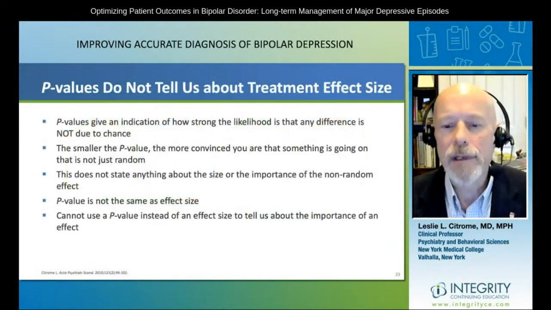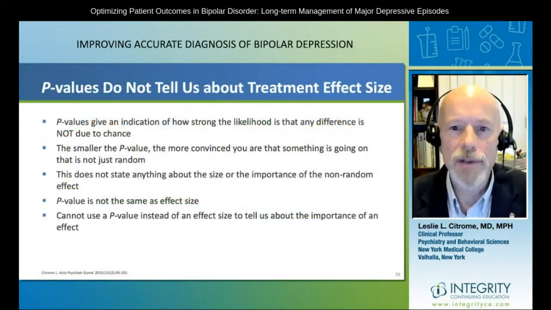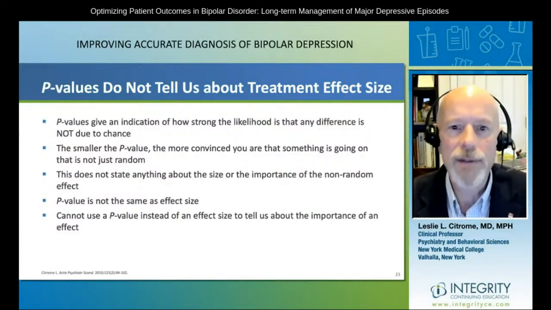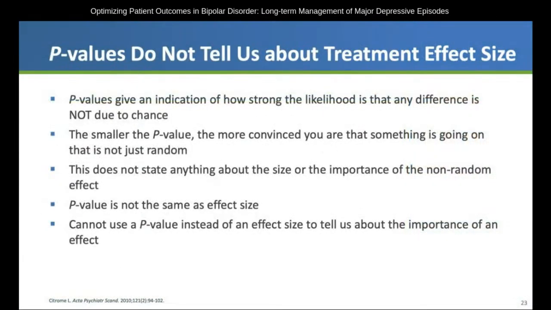Now, how do we actually assess whether one medicine works and how well does it work? Well, we can't just depend on p-values. P-values will only tell us how strong the likelihood is that anything we see is the truth or not. And if a drug beats placebo and the p-value is less than 0.05, we're pretty comfortable in saying we're dealing with a real effect. It's not due to chance. The smaller the p-value, the more convinced we are that it's not due to chance, but it doesn't tell us anything about the size of the treatment effect. It doesn't say anything about that.